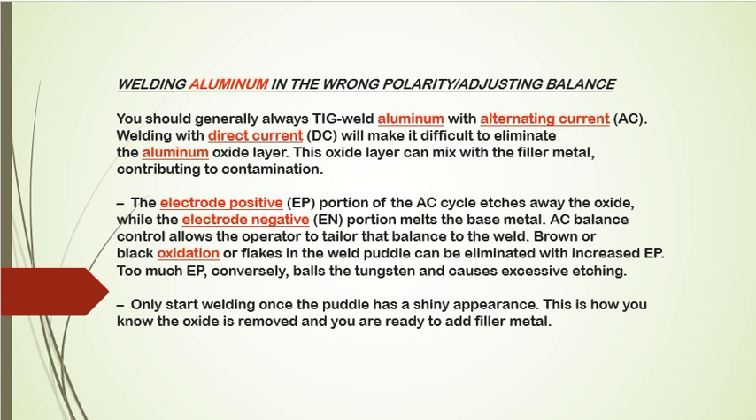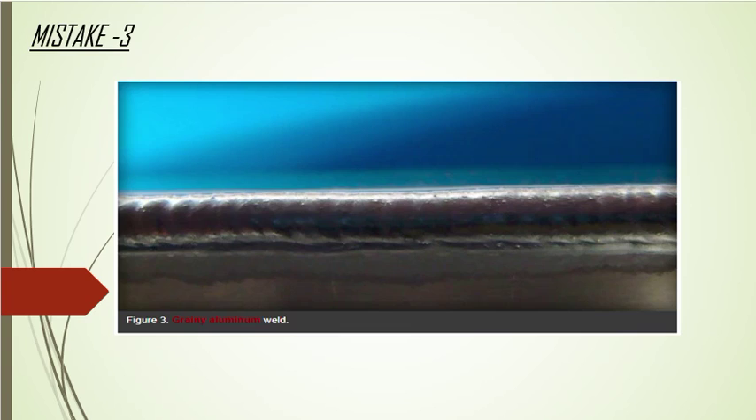So this is the second mistake, the welding of aluminium. If you are using DC, we have to always use the AC current. Mistake 3. You see how it looks, the grainy aluminium weld.